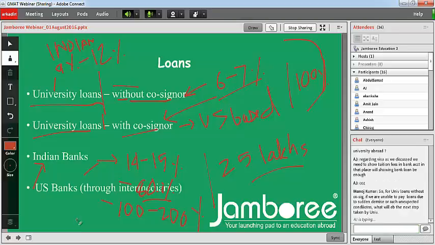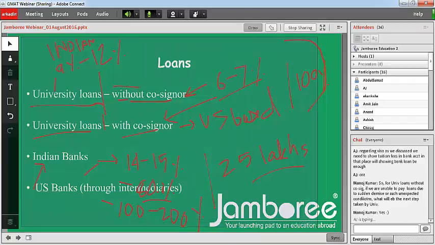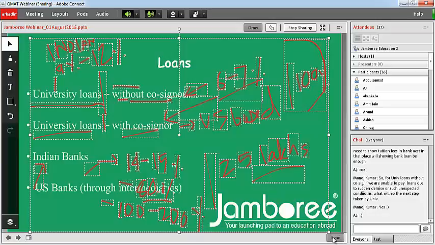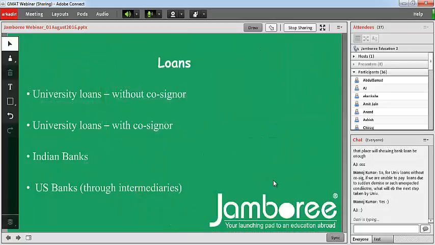Okay, Manoj, your question is, for university loans without cosigner, if we are unable to pay loans due to sudden demise or such unexpected conditions, what will be the next step taken by the university? Okay, now this is a very extreme case you are talking about. I have not come across any such situation, to be honest. So I will not be able to address your question, but my guess is that they would probably have to waive it off.